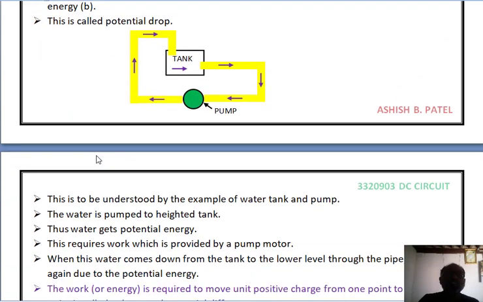Now let me see a second example. This is very simple to understand with this example of a water tank and a pump. Now the water is pumped, that means the water is filled into this tank, which is placed at a particular height level. So when we pump the water into the tank, the water gets potential energy due to its height from the ground.